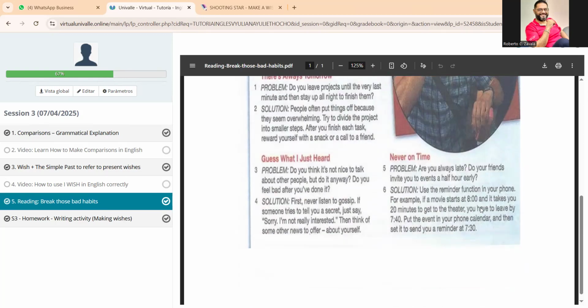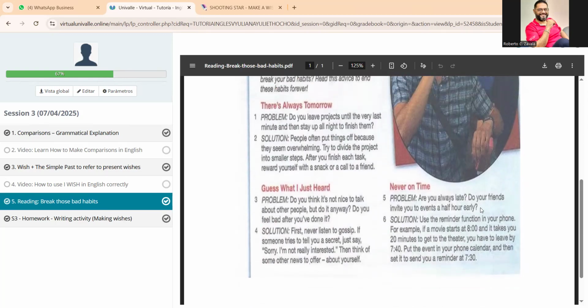There's always tomorrow. Number one problem. Do you leave projects until the very last minute and then stay up all night to finish them? Solution. People often put things off because they seem overwhelming. Try to divide the project into smaller steps. After you finish each task, reward yourself with a snack or a call to a friend.